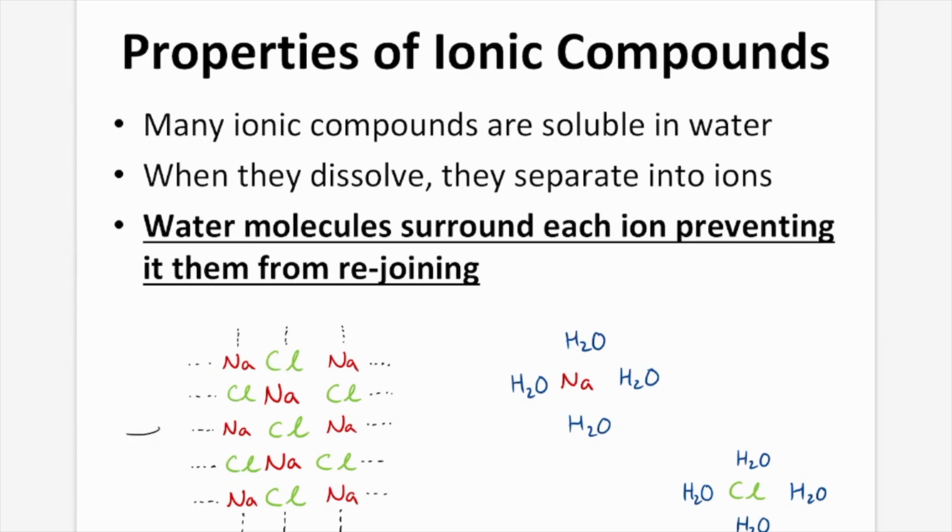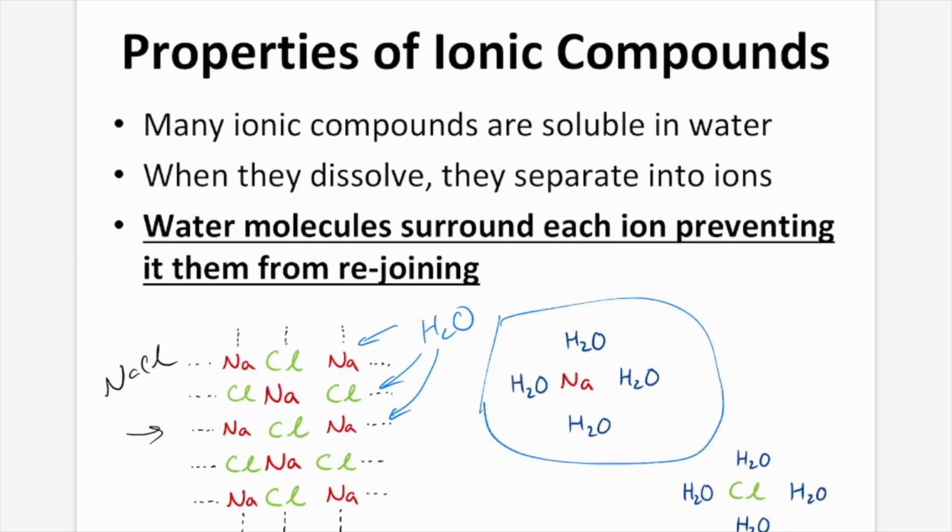So if you take a look on the left here, that would be an example of a sodium chloride crystal. If you put that crystal into water, the water molecules that are all around surround all the individual ions. So you get a situation like this where the sodium can't go back to the chlorine because it's surrounded by water molecules, and the chlorine can't go back to the sodium because it's again surrounded by water molecules. So they're separated from each other, and they're kept separate from each other.